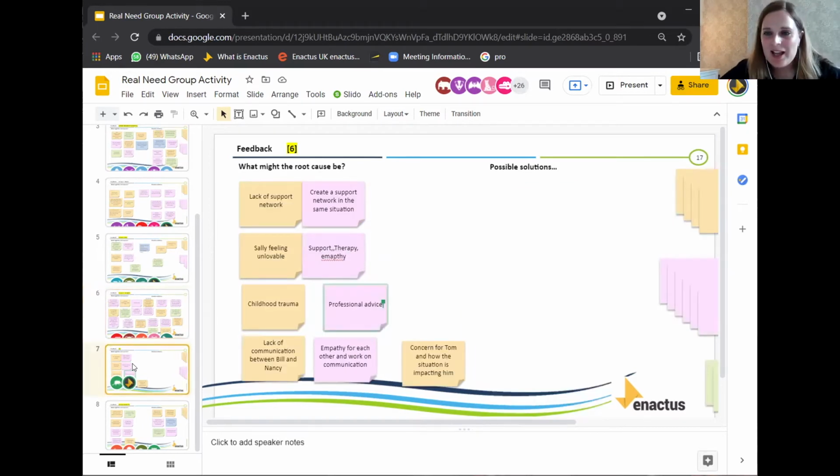So these ones, oh, this is perfect. These are very similar to the other ones we've been looking at. So lack of a support network for Sally, and maybe she would need professional advice. And the possible solution is creating a support network in that same situation. If we move on to the next one, Claire.